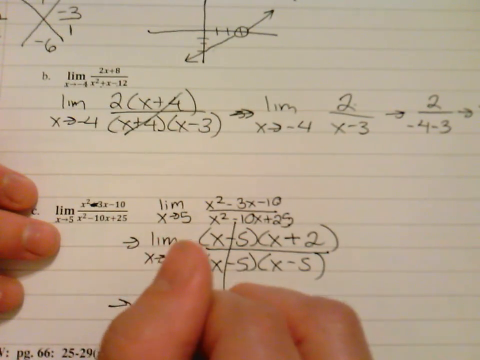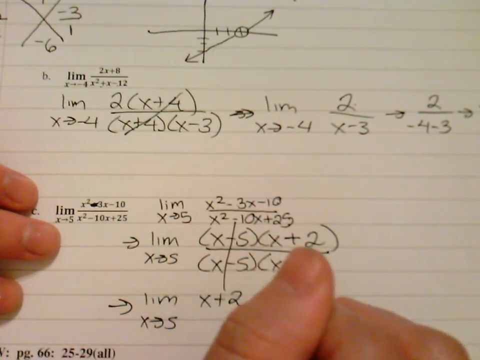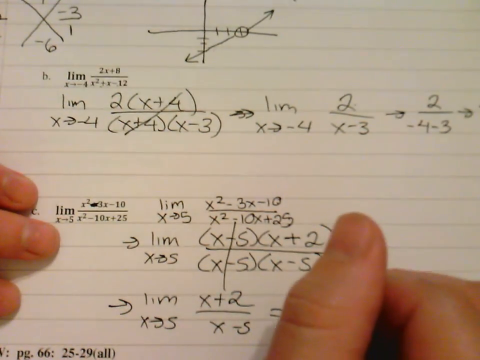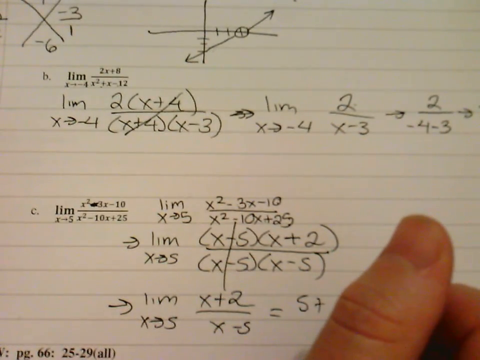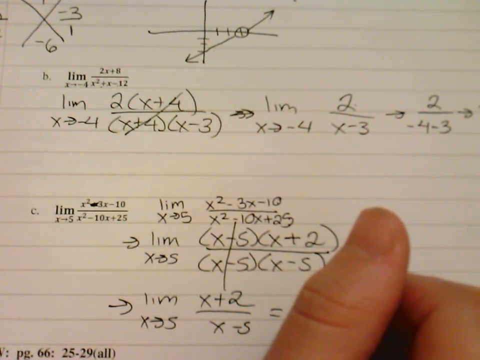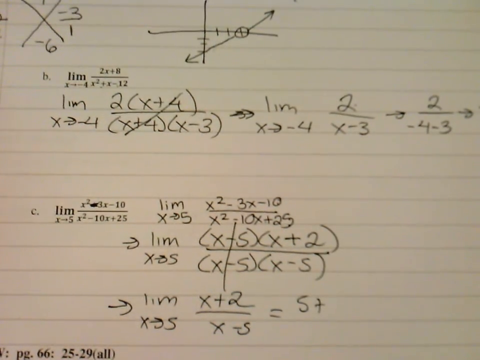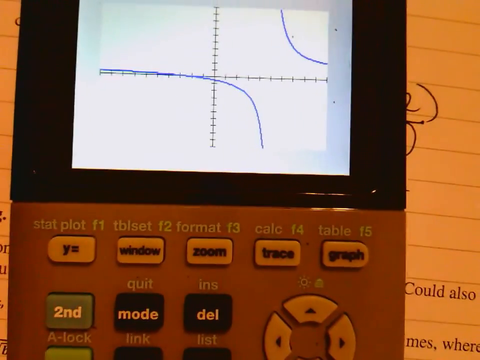Okay, so you're going to have the limit as x approaches 5 of x plus 2 over x minus 5. And that's going to give you 5 plus 2 over 0. Problem. This one's not going to exist. Let's see if it exists. Okay, so graph y equals x squared minus 10x plus 25. So we're looking at when it's 5. Okay. And I am right.